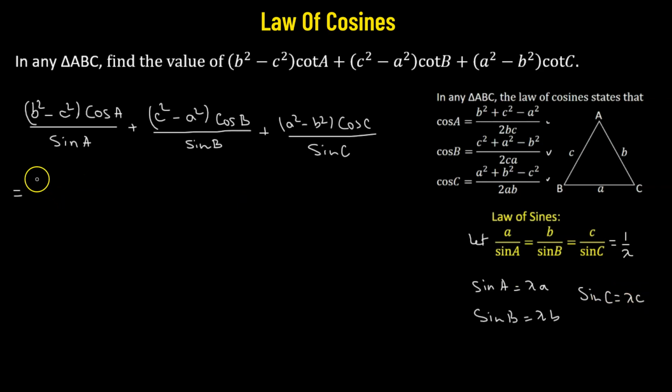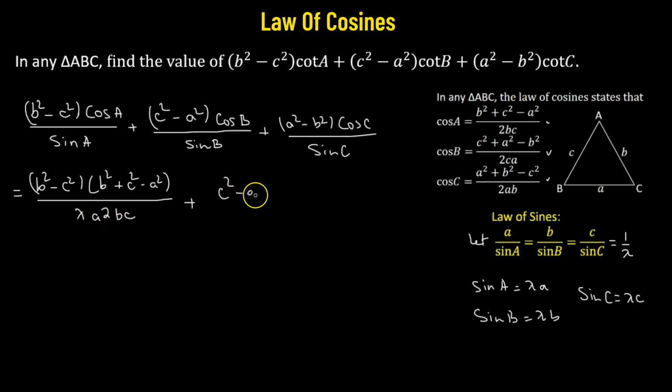c. Let's begin. So we have b squared minus c squared multiplied by cosine of A. So cosine of A will be b squared plus c squared minus a squared, whole divided by 2bc, and from sine A we have lambda multiplied by a. Coming to the next term, we have c squared minus a squared multiplied by cosine of B. So cosine of B is given by a squared plus c squared minus b squared, whole divided by 2 times ac, and since we have sine B, that will be replaced with lambda times b.